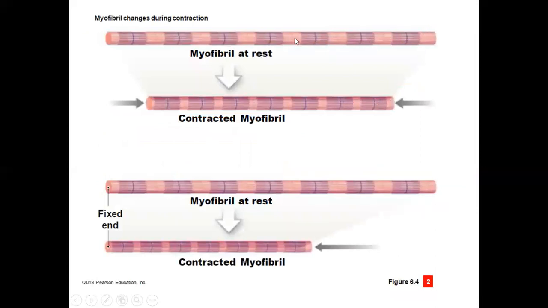So there's one Z line, an M line, and a Z line, which makes up one whole sarcomere, and then another sarcomere, and another sarcomere. So all these sarcomeres line up end to end. And when one sarcomere shortens, they all kind of shorten together collectively to shorten the whole muscle. So here's a resting myofibril and a contracted myofibril made up of sarcomeres. These sarcomeres are made up of myofilaments, the thick and the thin filaments.